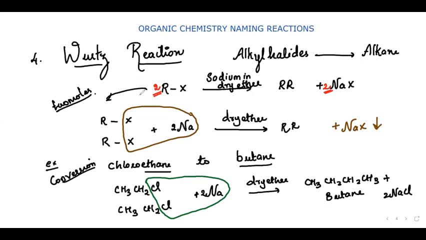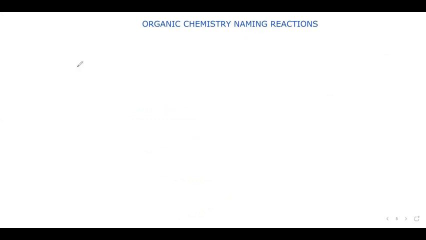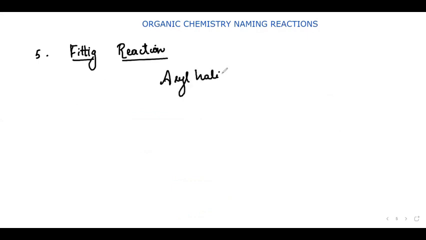In this pattern, I have taken alkyl chloride. Correct? Alkyl halide, sorry. Now I take aryl halide, aromatic, and that is called Fittig reaction. In Fittig reaction, I will take aryl halide, arene. I'm going to take chlorobenzene, 2 moles with sodium in dry ether.